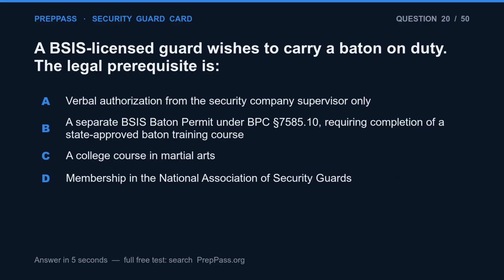Question 20. A BSIS licensed guard wishes to carry a baton on duty. The legal prerequisite is A. Verbal authorization from the security company's supervisor only. B. A separate BSIS baton permit under BPC Section 7585.10, requiring completion of a state-approved baton training course. C. A college course in martial arts. D. Membership in the National Association of Security Guards.